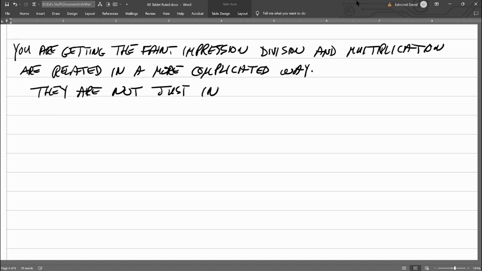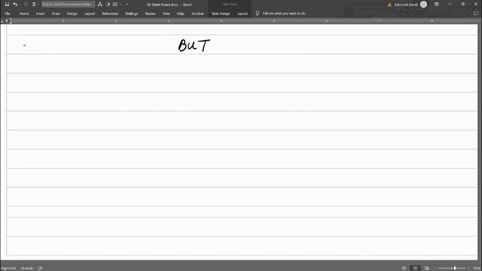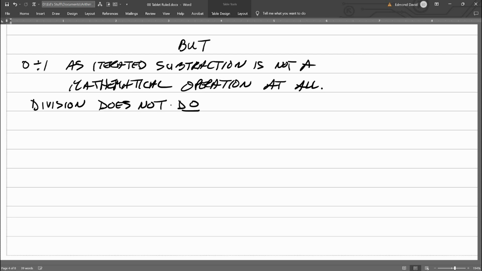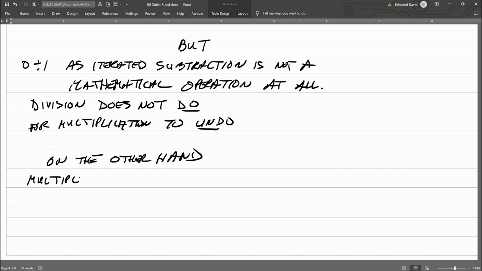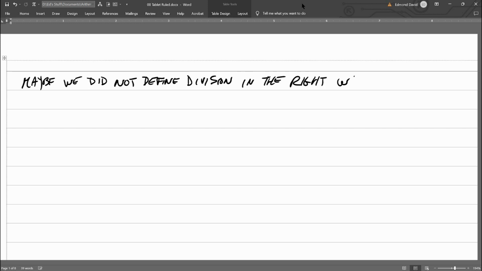You might now be getting the faint impression the relationship between division and multiplication is more complicated than just inverse operations. Inverse operations means only that whatever one operation does, the other operation undoes. But in the case of 0 divided by 1, division, as iterated subtraction, is not even a mathematical operation. In other words, division does not do for multiplication to undo. On the other hand, multiplication alone produces one unique answer to the question 0 divided by 1.